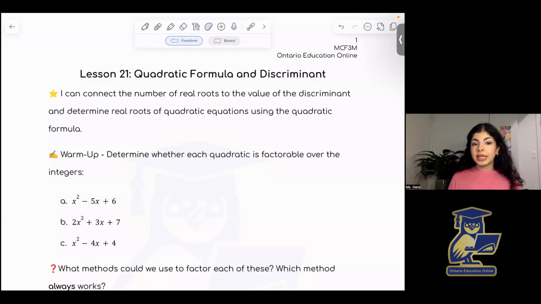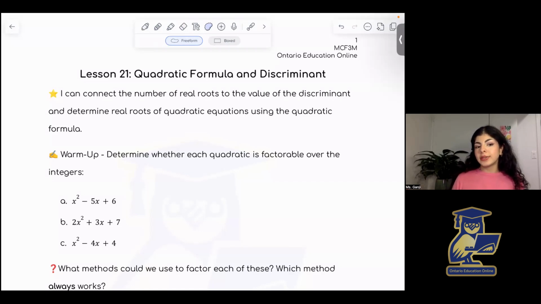Today's lesson is short, so we're mostly practicing, but it's a really important lesson because the discriminant is a really helpful tool for us. Today, for our learning goal, we are going to make connections from the number of real roots of a quadratic function to the discriminant value, as well as make connections to the quadratic formula.